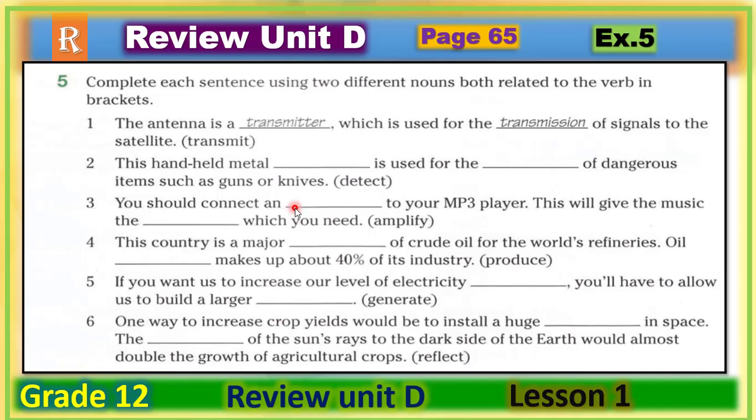Now please, let's move to exercise number 5, page 65. Complete each sentence using 2 different nouns, both related to the verb in brackets. And let's have a look at the example sentence number 1. The antenna is a transmitter which is used for the transmission of signals to the satellite. Here, we use 2 nouns from the verb transmit. Transmit, transmitter, and transmission. All you have to do is to do the same as we did in sentence number 1 to the rest of the sentences.